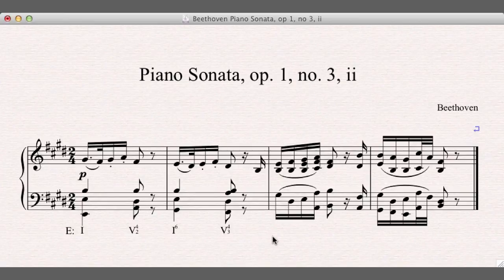Good, 5-4-3. Look at this, and now we've got actually a very fast harmonic rhythm. One chord per 16th note. Here we had one chord per beat. Now we have one chord per 16th note. We get 1 in first inversion, 5 in first inversion, root position 1.